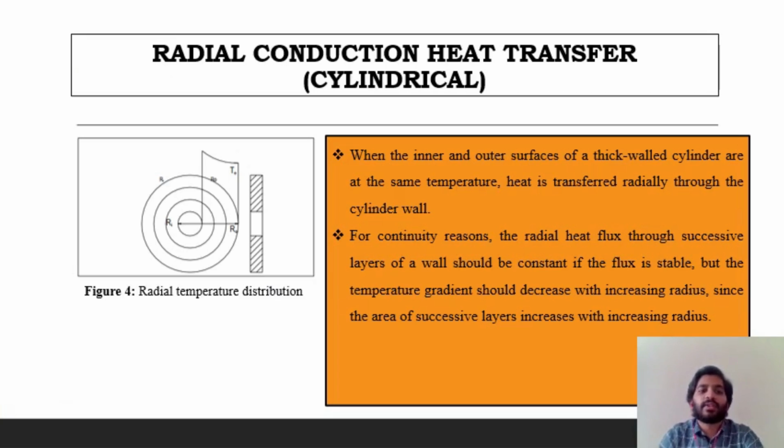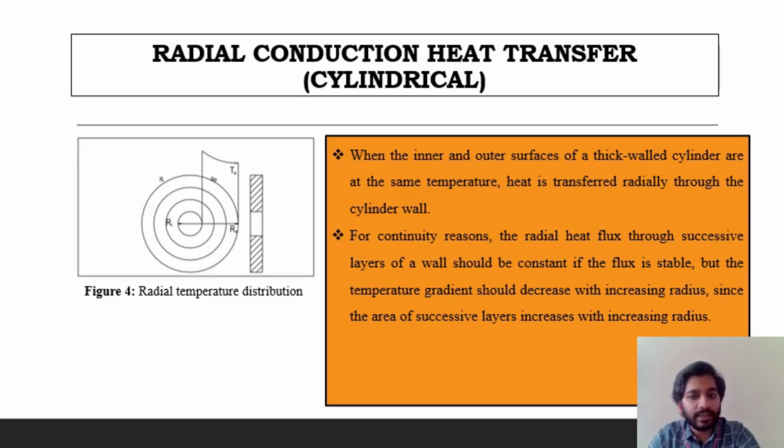Now let us focus on the theoretical aspect of radial conduction heat transfer, which is normally portrayed in a cylindrical way. Figure 4 shows a picture of the radial temperature distribution. The inner and outer surfaces of the thick-walled cylinder would be at different temperatures, so the heat will be transferred radially through the cylinder wall.